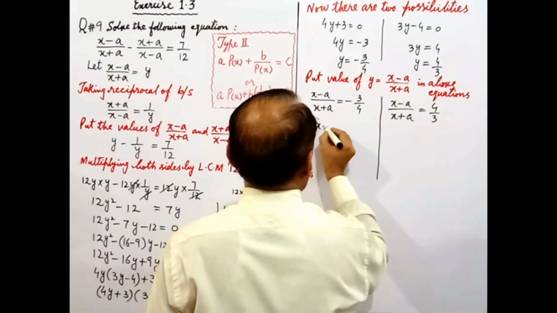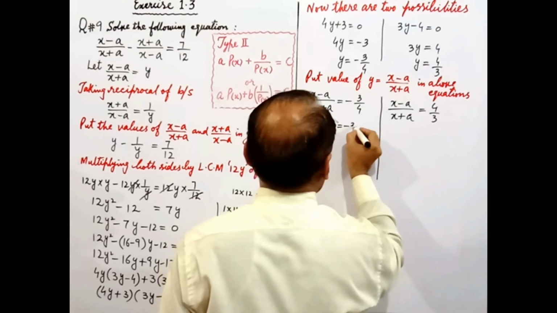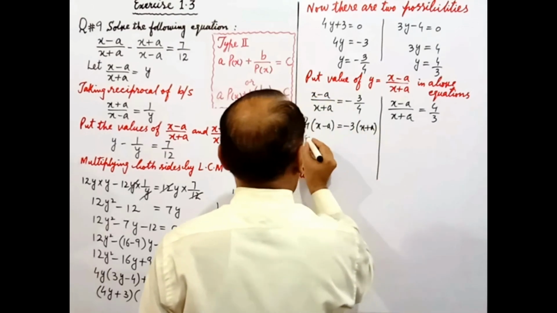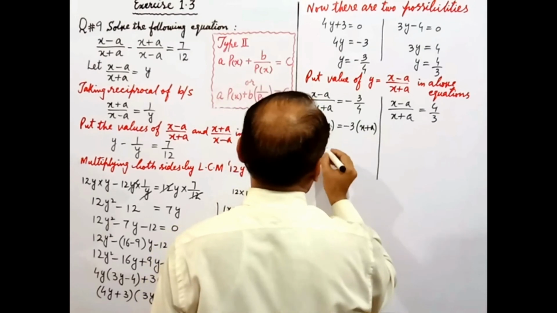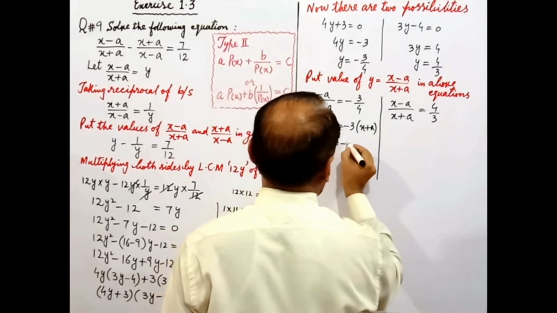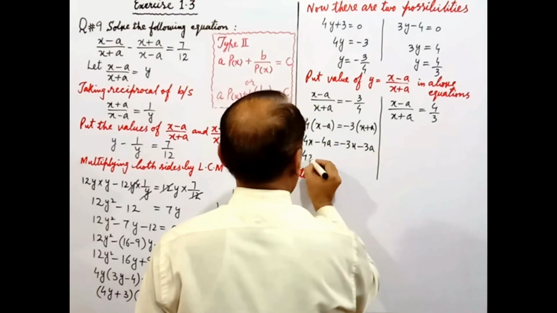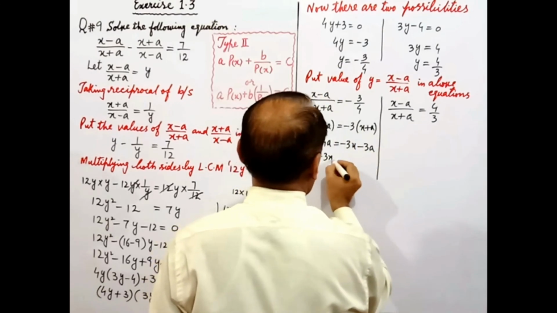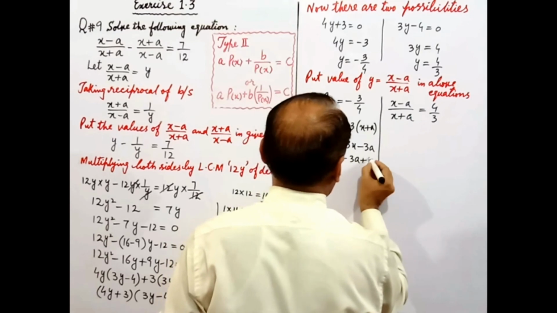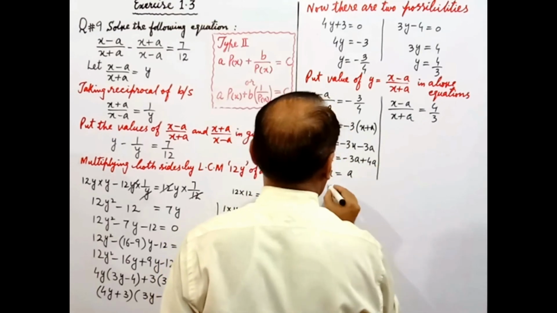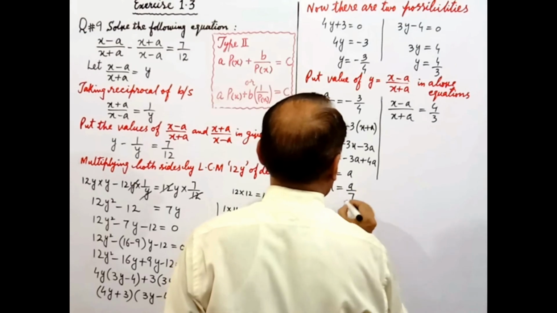4 into (x minus a) is equal to minus 3 into (x plus a). 4x minus 4a is equal to minus 3x minus 3a. 4x plus 3x is equal to minus 3a plus 4a. We have 7x is equal to a. x is equal to a over 7.